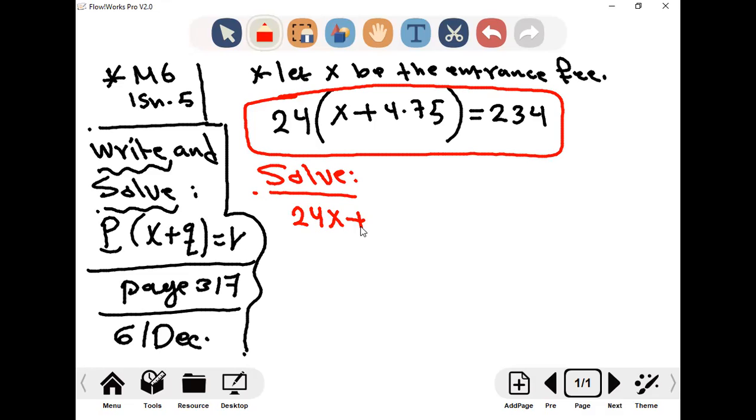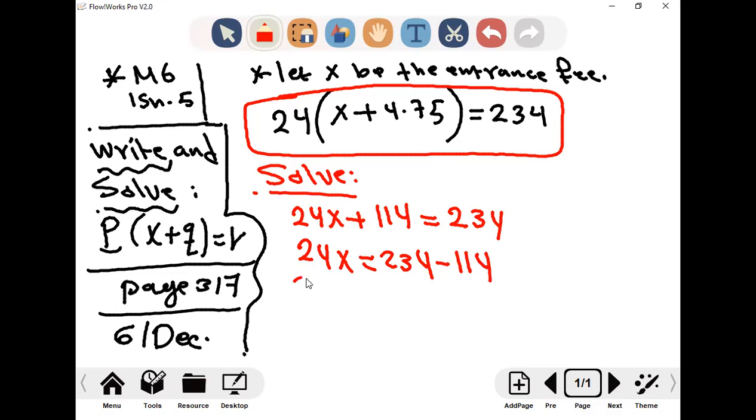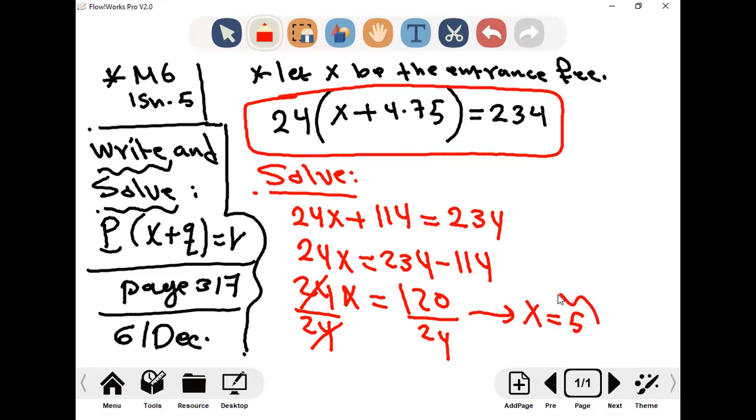What? Are you sure? 114. Like this. All equal what? Now shift and divide. So 24x equals 234 minus 114. So 24x equals what? 120. Divide by 24. Divide by 24. So x equals 5. What's X? The entrance fee.